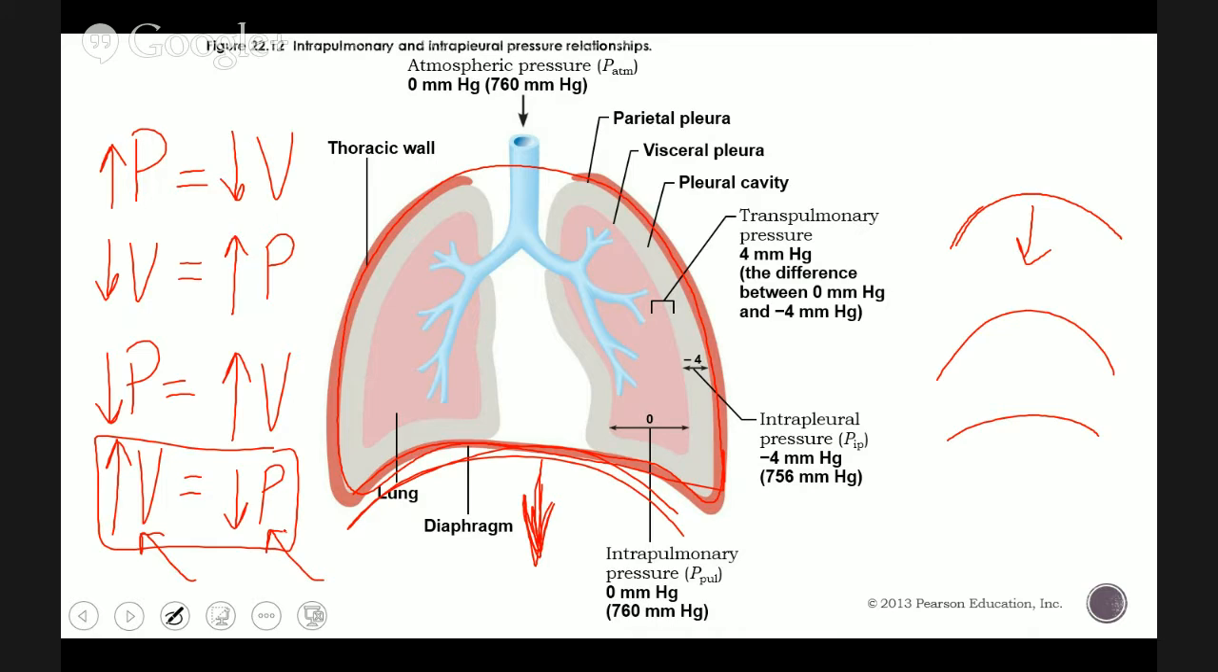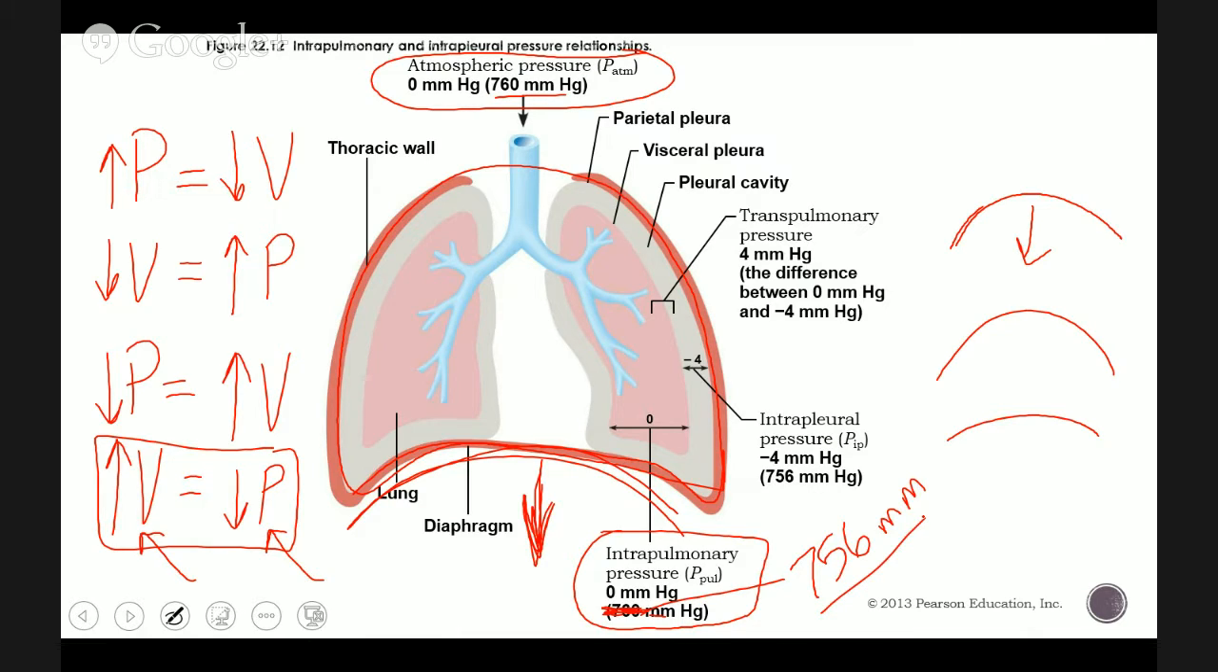So let's say that I drop the pressure inside the lungs. This is the intrapulmonary pressure. Let's say I drop that from 760 to 756. Does atmospheric pressure change? I'm in the same place. No, it does not. So which is higher, 760 or 756? Atmospheric pressure of 760 is higher.